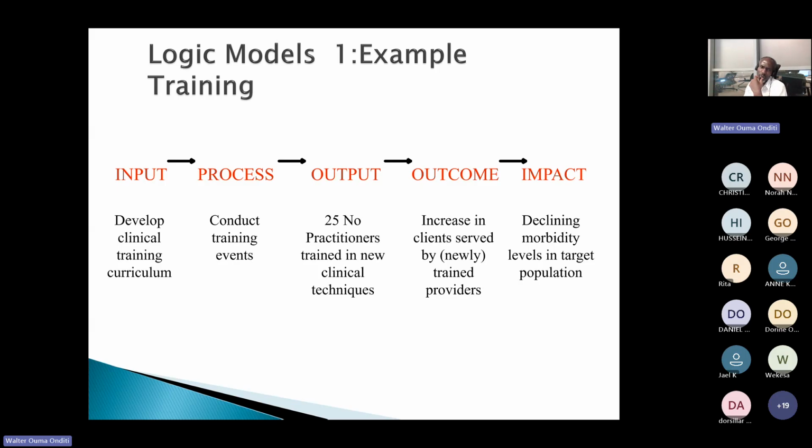Assuming this is what we did, and we want to see the results of this, the immediate output of conducting training, just like ours here, we'll be saying 25 practitioners trained in new clinical techniques. Are they linked? I don't know whether that makes sense now. Conduct training events. Then the immediate results, like our class, will be how many people have been trained by the end of the day. For this case, if you conducted those trainings, you may want to check as immediate results how many practitioners were trained by the end of that training session. Do they link together?